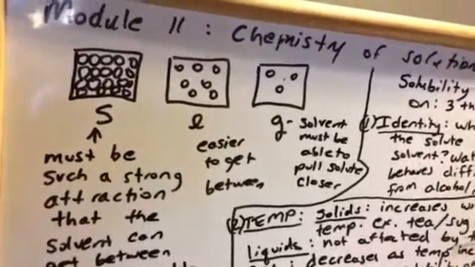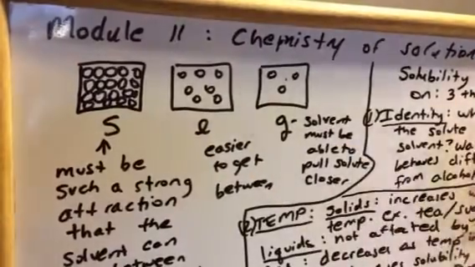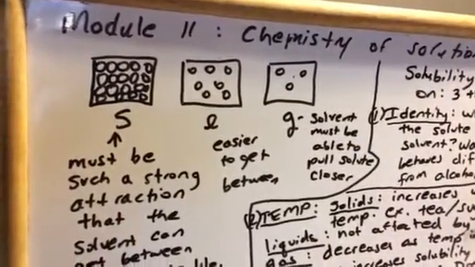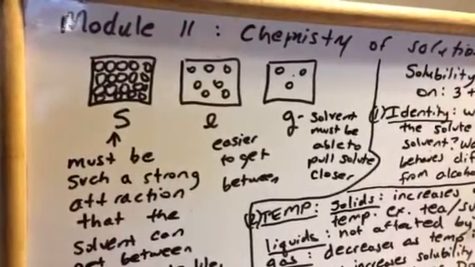Ready? Okay, this is for the Apology of Chemistry, Module 11. We're talking about the chemistry of solutions. First, we're going to talk about the states that matter can be in. We talked about this last week.